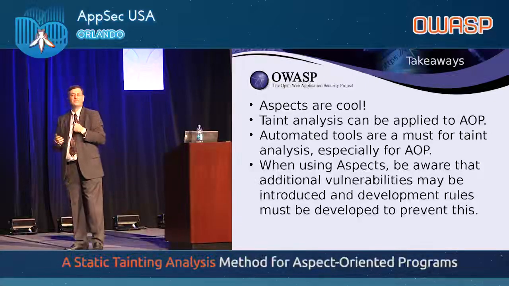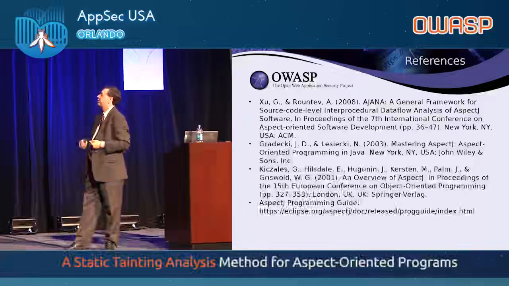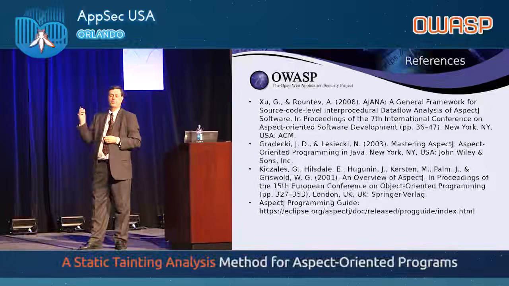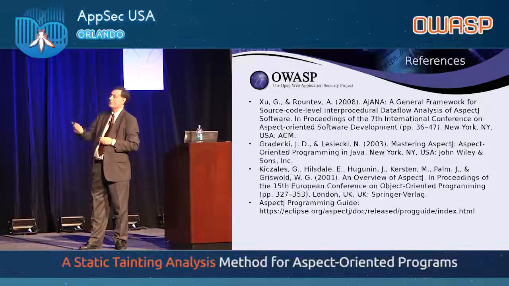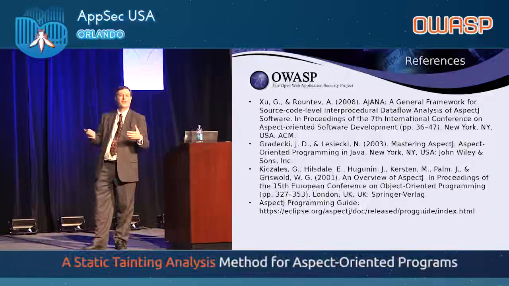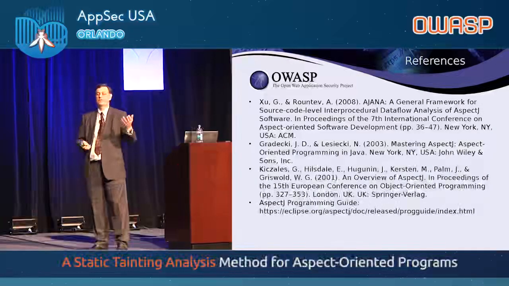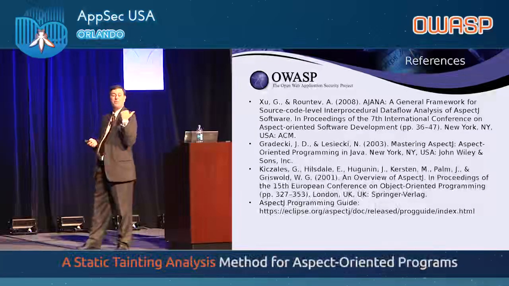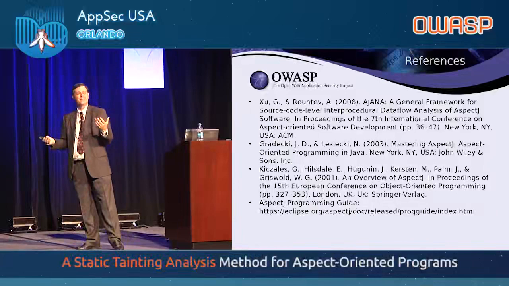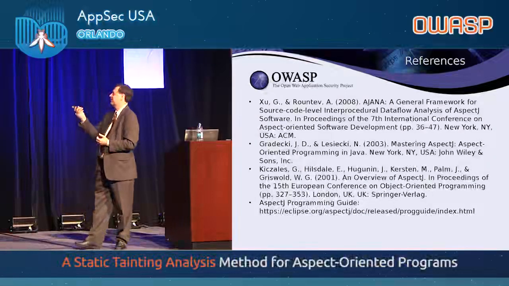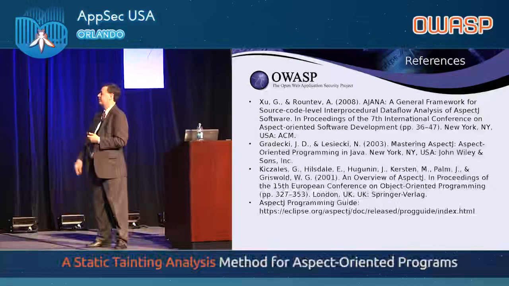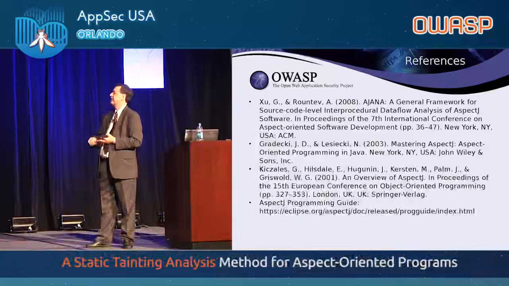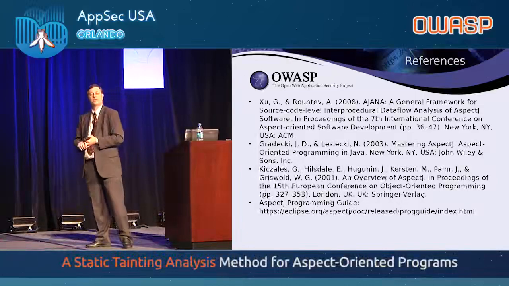Any questions? All right. Just a few references. The original paper from Sereni and Rountev, and there's a book by Grodecki. As you can tell, that book is from 2003. We've had aspects for a while. We've had AspectJ, AspectC++. You can do a Google on that, and you'll find AspectC++. AOPHP is the aspect-oriented PHP. We've got one of the original papers by Gregor Kiczales, an overview of AspectJ, and the AspectJ programming guide, which is on the Eclipse website.